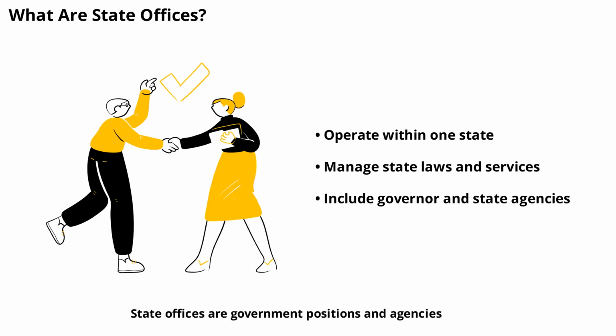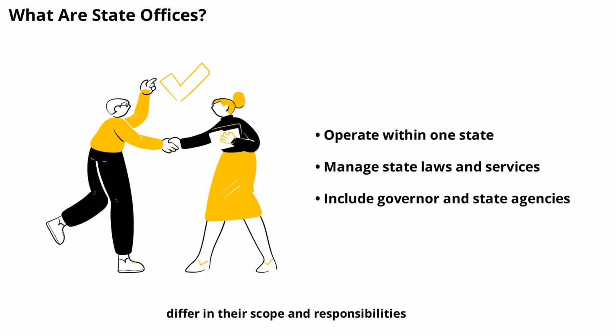State offices are government positions and agencies that operate within a single state's boundaries. They are responsible for managing state laws, services, and programs that directly affect the residents of that state. Examples include the governor, state legislators, and state departments like education or transportation. These offices are tailored to address the unique needs and priorities of their specific state, allowing for local control and decision-making. State offices often work closely with local governments to implement policies and provide services.